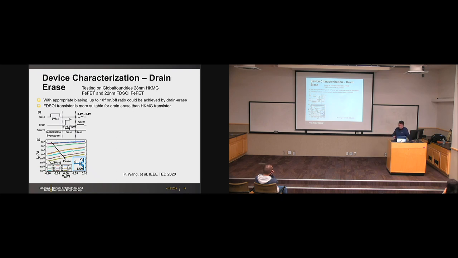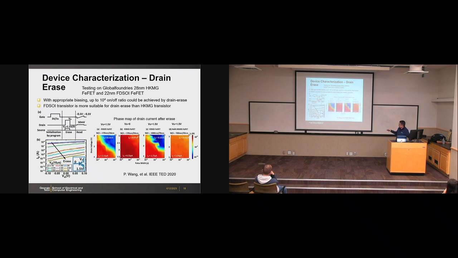So here then, we try different combinations in terms of the drain voltage and the drain pulse width. And here this is a phase map. So the starting point is some high drain current, like a microamp. And then with certain combinations of the drain voltage and drain pulse width, we can erase it. For example, in this case, we erase it to like 0.1 nanoamp. So we reduce the current by 4 orders of magnitude.